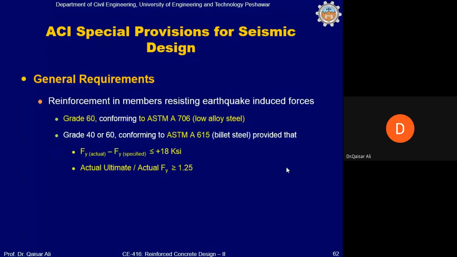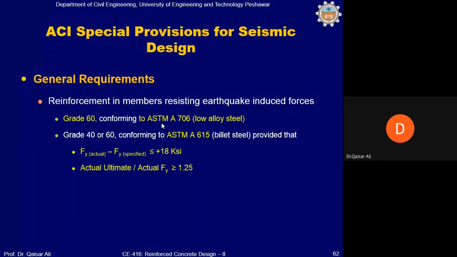On the reinforcement, if you want to use reinforcement in our frames, regardless of which type of frame it is, then there are two options. If you want to use grade 60 steel conforming to ASTM A706, which is called low alloy steel, then there are no further requirements on the steel. If you look at ASTM A706, this is a special low alloy steel, and the production of this steel in Pakistan is not very common.